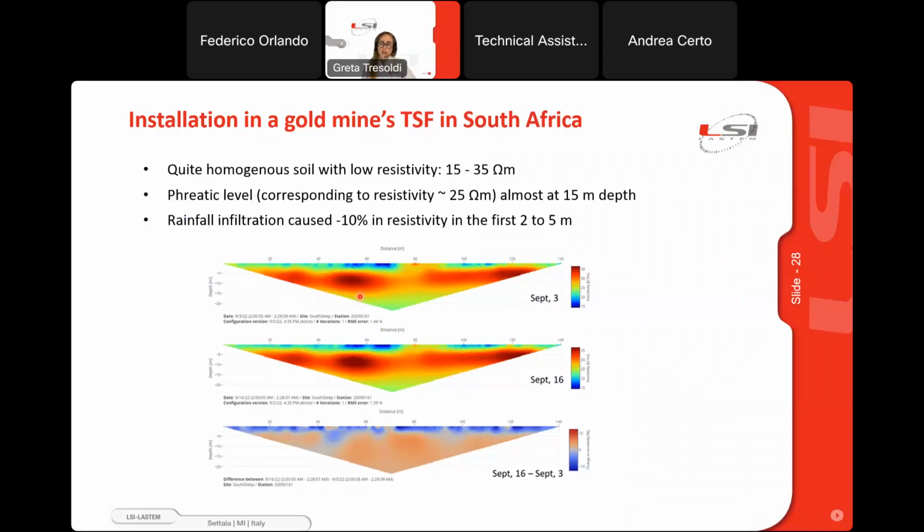And we know that at site, the phreatic level that corresponds to 25 ohm per meter is almost at 15 meter depth. We don't have a piezometer at site, but we can recognize it. Here, just an example of a comparison, this site before the rain and after the rain. The percentage variation shows that there is this negative variation at the surface corresponding to the infiltration of the rainwater. We can also appreciate, for example, here after meter 40, that rainfall water is infiltrating up to 10 meter of depth.